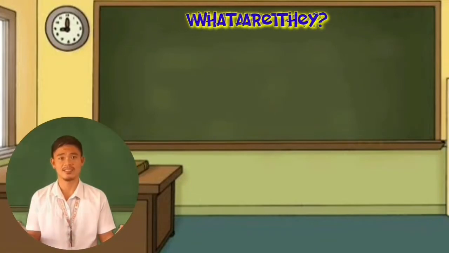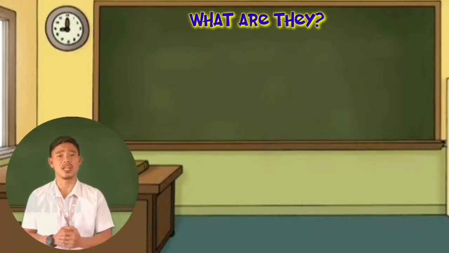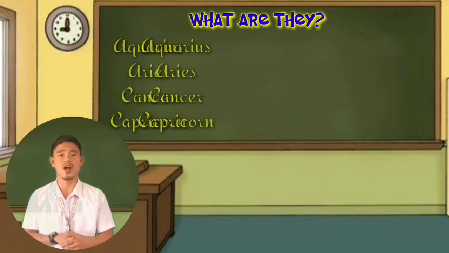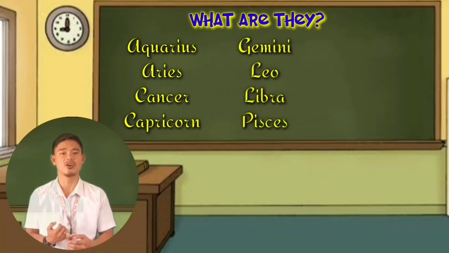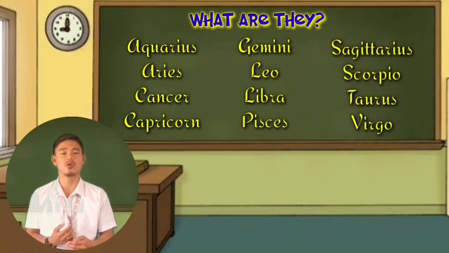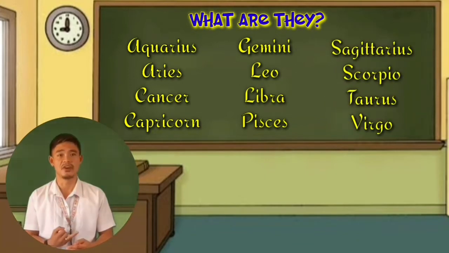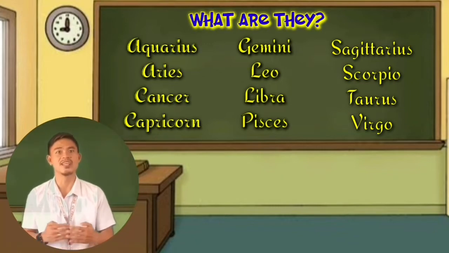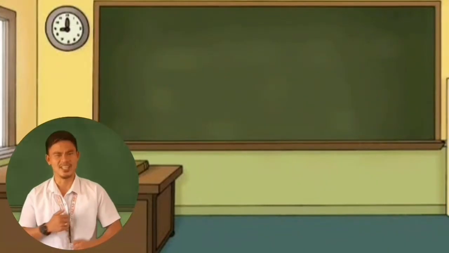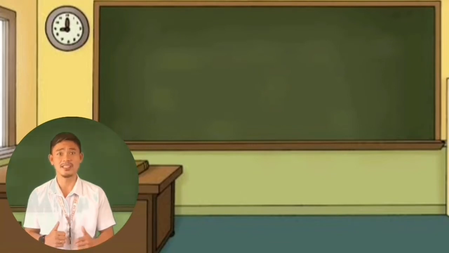Now, what are they? The 12 zodiac constellations include Aquarius, Aries, Cancer, Capricorn, Gemini, Leo, Libra, Pisces, Sagittarius, Scorpio, Taurus, and Virgo. Once again, there are 12 zodiac constellations that we will be discussing today. Let's move forward. Are you ready? Yes, sir.